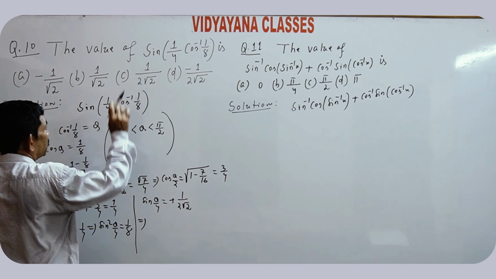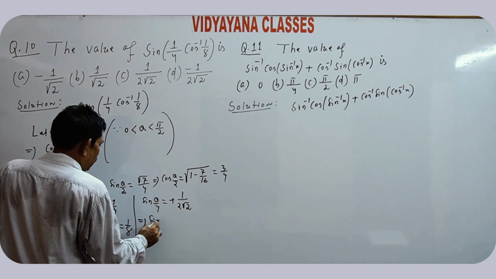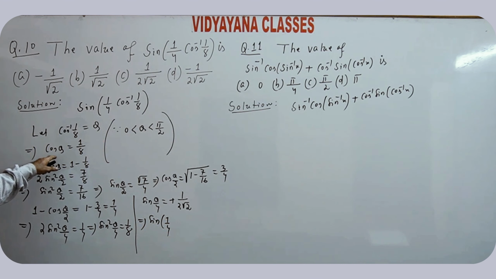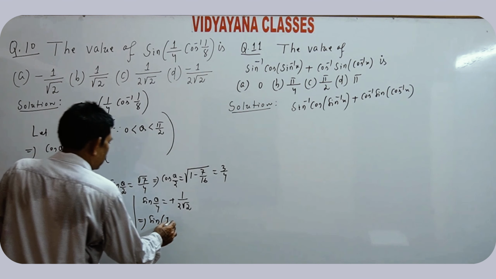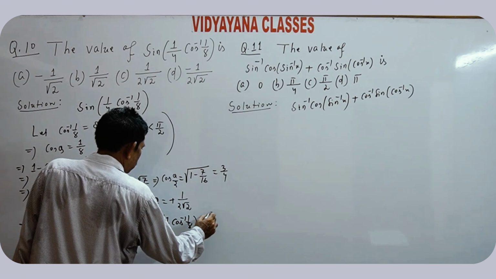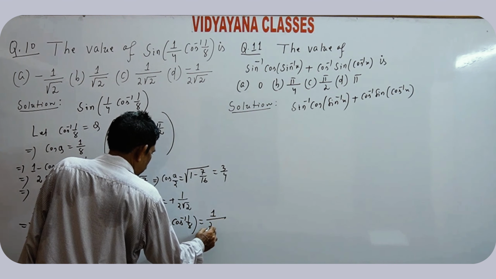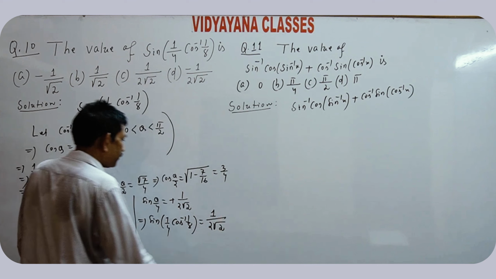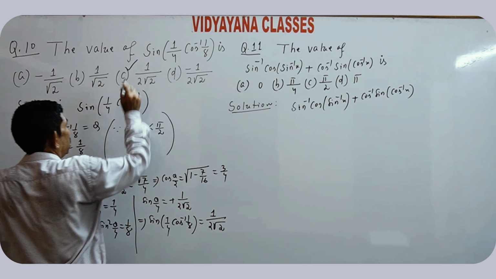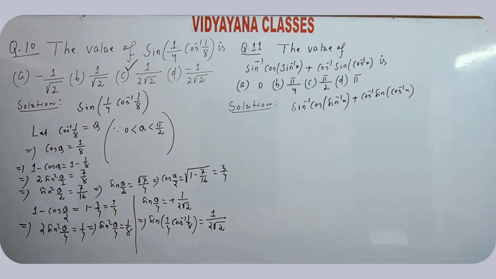Sin of 1 by 4, what is theta? Theta is equal to cos inverse 1 by 8, so the value is equal to 1 divided by 2 root 2. So the correct option is C, that is 1 divided by 2 root 2.